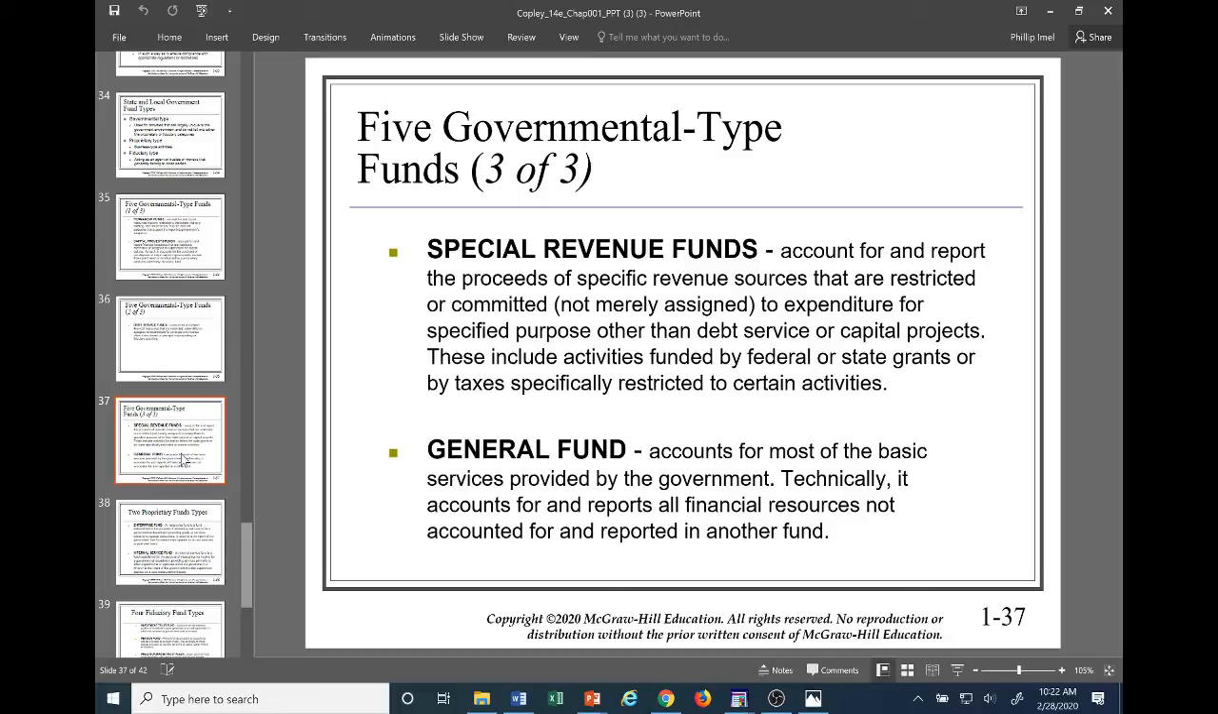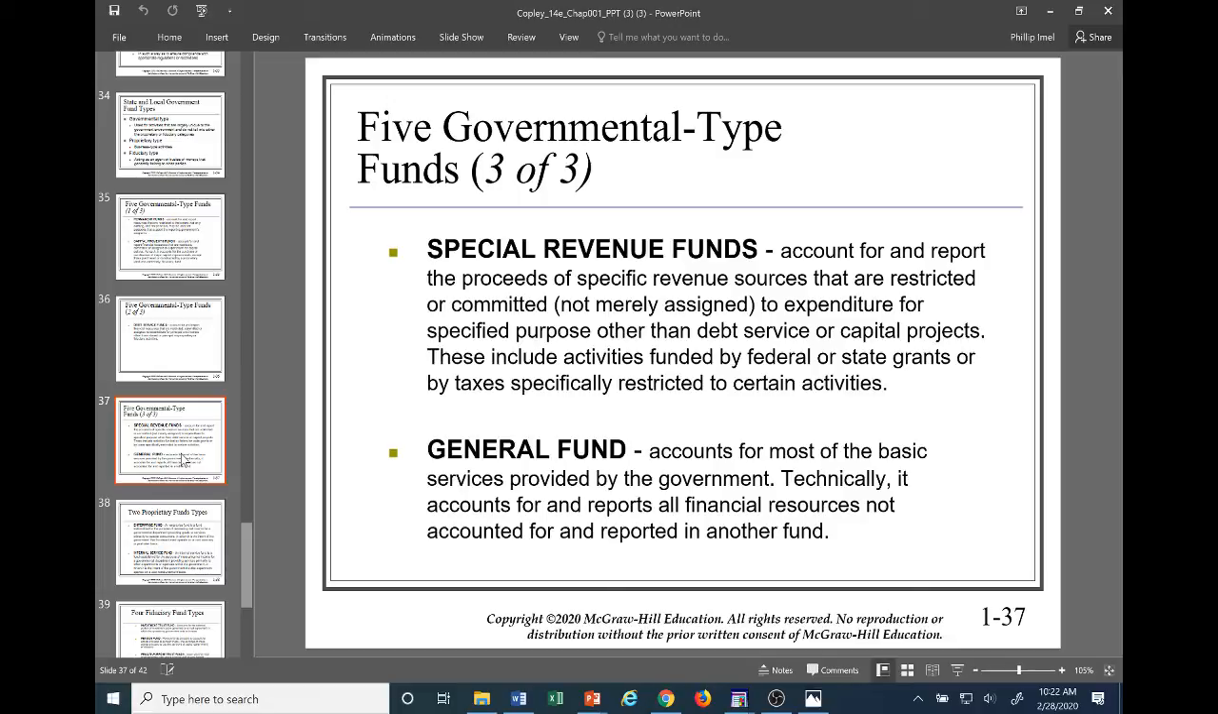Do you recall what that was? It has to be restricted or committed. Right. It can't be merely assigned, right? So since we're talking about the different thresholds of fund balance within the governmental funds, we know there's 5, right? Non-spendable, and then there's 4 spendables, right? So we're talking about those.